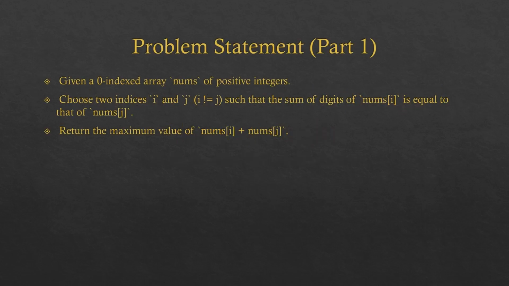The problem gives us a zero-indexed array of positive integers. Our task is to find two indices i and j such that the sum of digits of the elements at these indices are equal. We need to return the maximum value of nums[i] + nums[j].